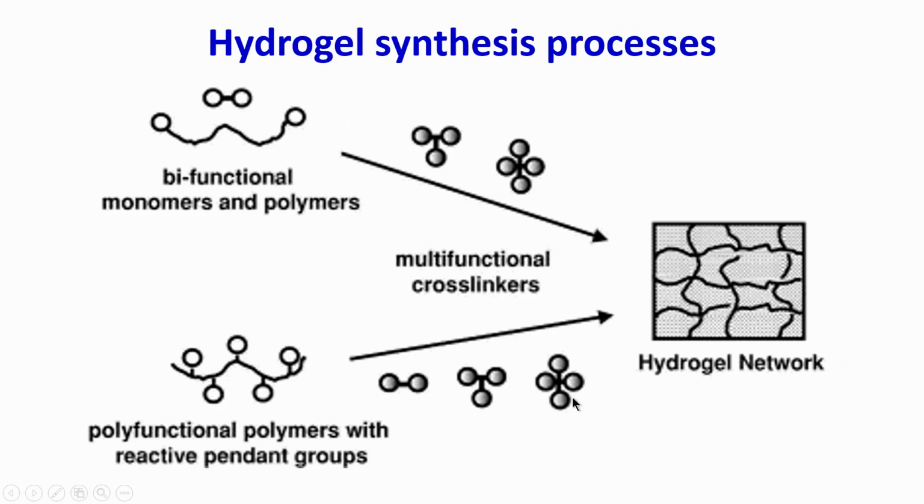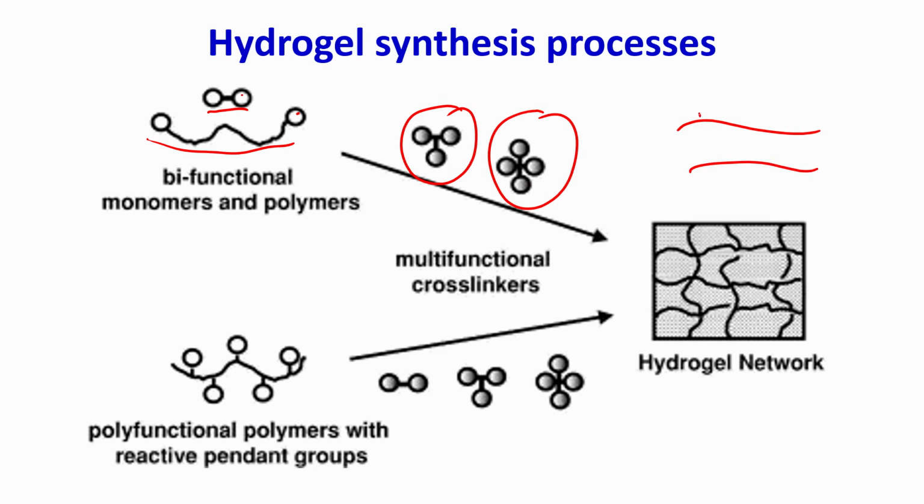So, here are some examples further. You can have bifunctional monomers or polymers. It could be either a monomer or a polymer, and then you mix it with some multifunctional cross linkers, and what will happen is these will bind to different areas, and essentially you will have cross linking happening at all these places to form a mesh-like structure, essentially giving rise to a hydrogel network.